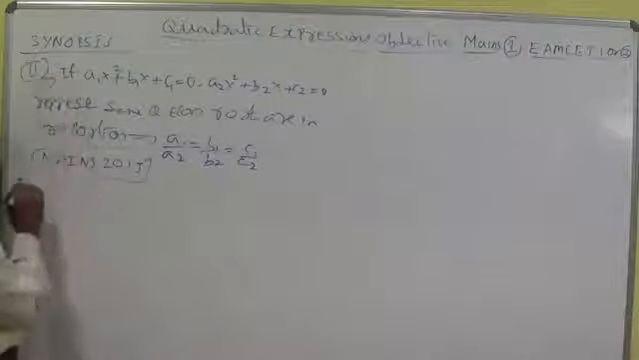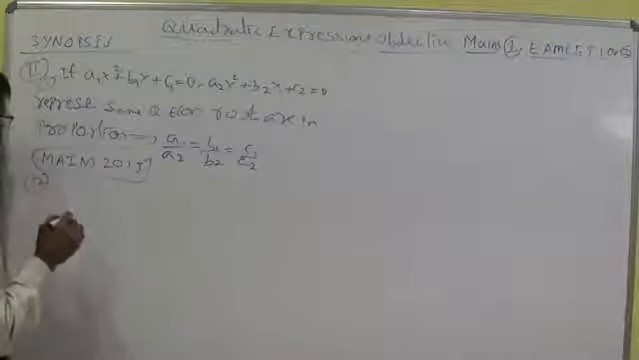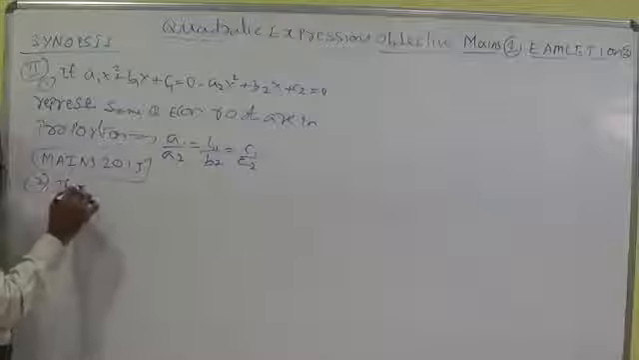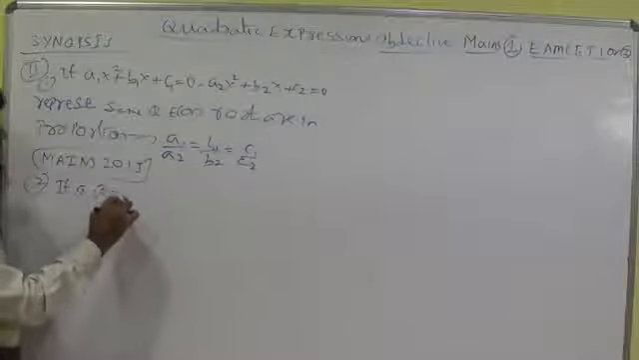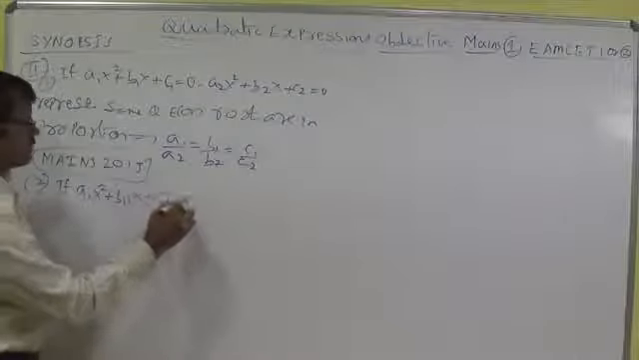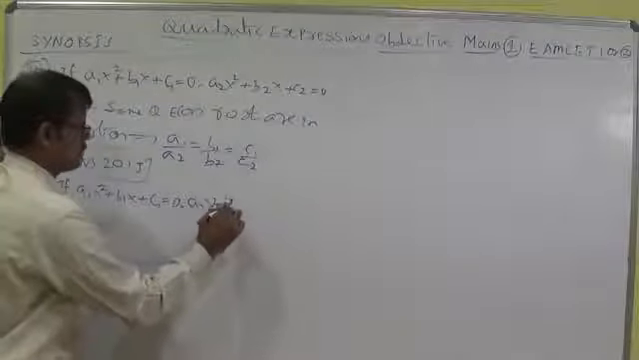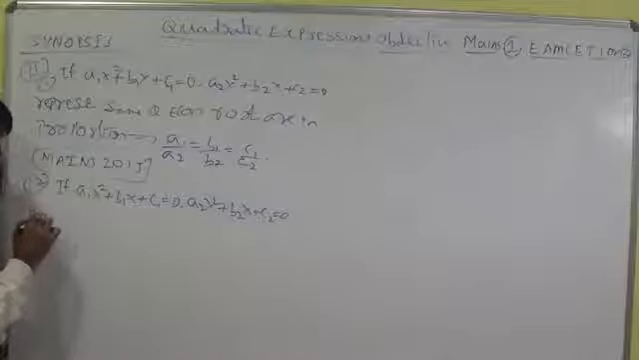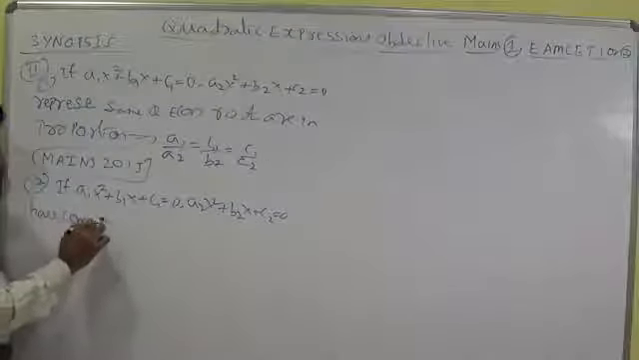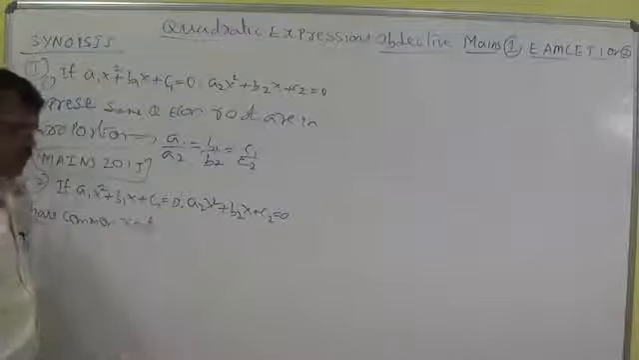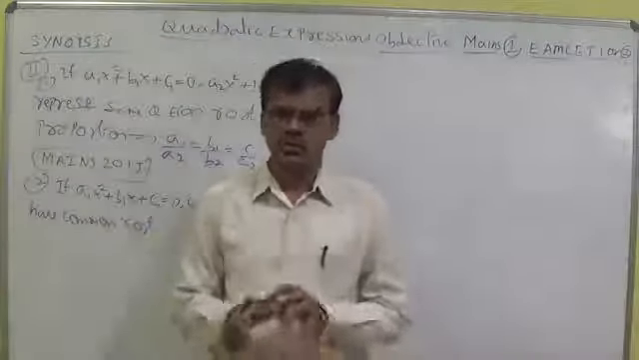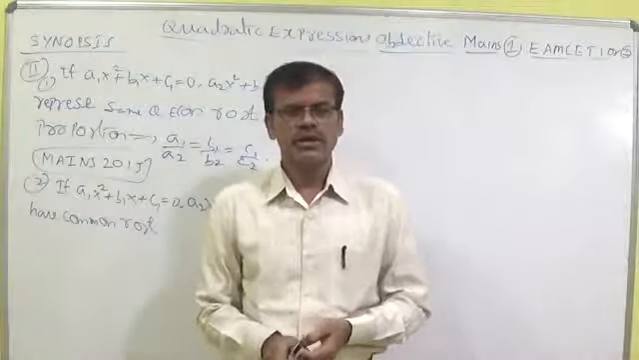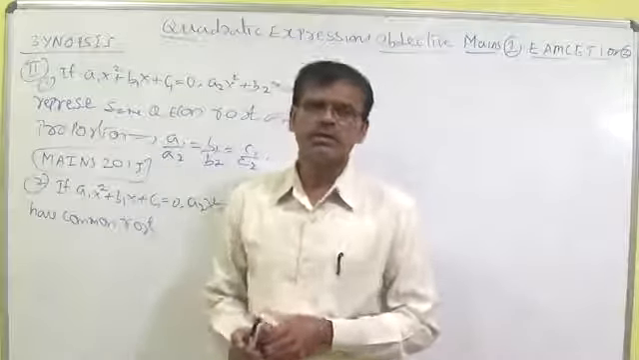Next, let us discuss the common root concept. If the two quadratic equations a1x square plus b1x plus c1 equal to 0, comma a2x square plus b2x plus c2 equal to 0 have a common root. I think you know the common root concept and the common root theorem. The condition of the common root concept is (c1a2 minus c2a1) whole square equal to (a1b2 minus a2b1) into (b1c2 minus b2c1).